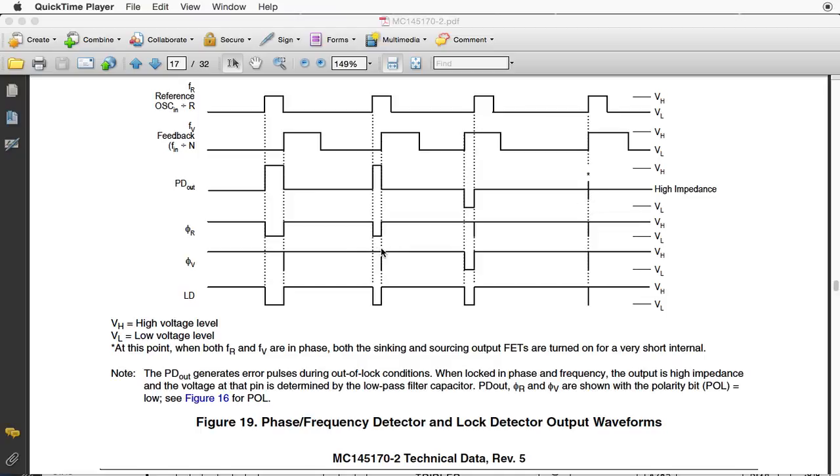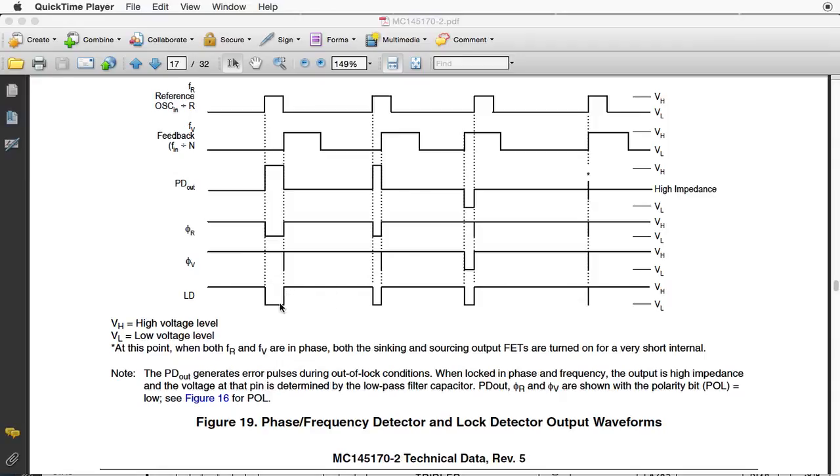Okay, this is another alternative output. It does pulses if it's lagging, or pulses if it's leading. So it's individual outputs instead. That's another way of doing it. This particular PLL has an option for that, but most people don't tend to have that. Well, most radios don't tend to have that.